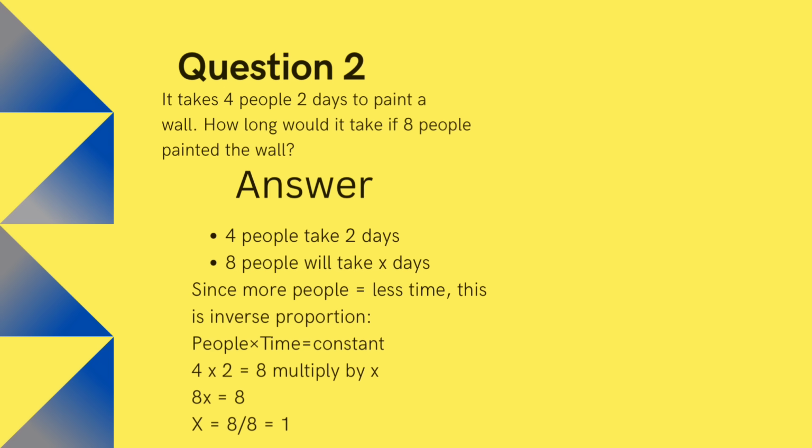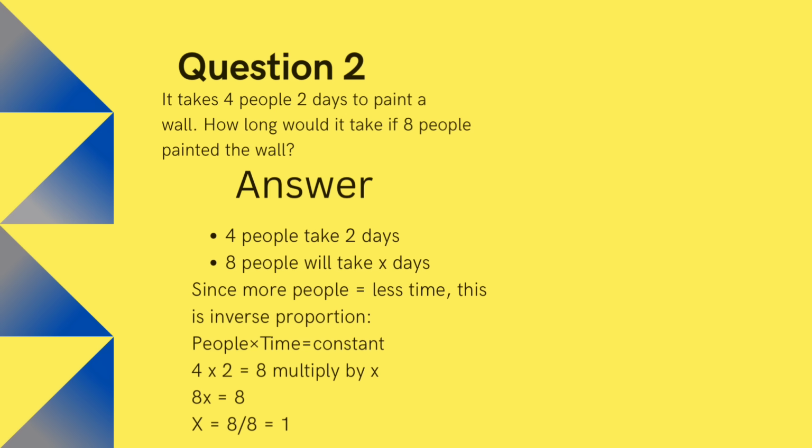Question 2. It takes 4 people 2 days to paint a wall. How long would it take if 8 people painted the wall? Answer. 4 people take 2 days. 8 people will take X days. Since more people means less time, this is inverse proportion.